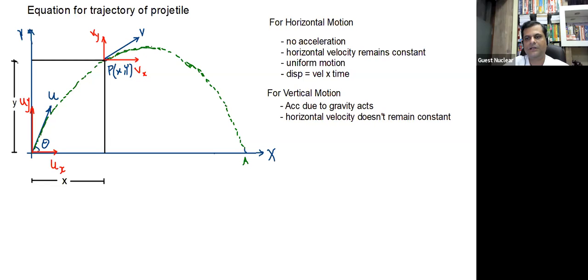Yes, and what else? We can say in case of the vertical motion, since a constant acceleration is already there, what can we say? It is the uniformly accelerated motion.